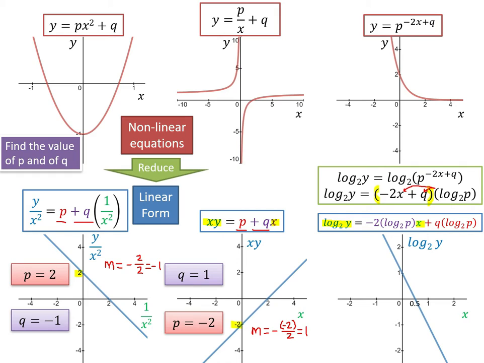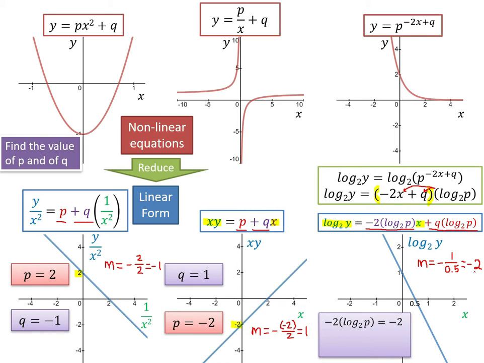What can we do to find the p first? Compare with the actual gradient, the gradient from the graph. The gradient only has one unknown. In the y-intercept, you have q and p at the same time. So that's why it's better for us to start from the gradient. So we find the gradient first. Negative y-intercept over x-intercept, so that will give us a gradient of -2. So we will compare the -2 log 2 p with the gradient -2.